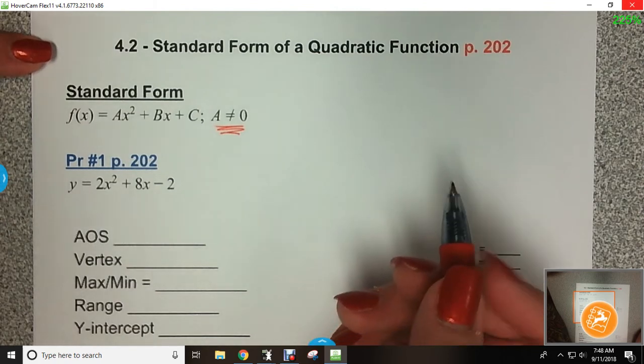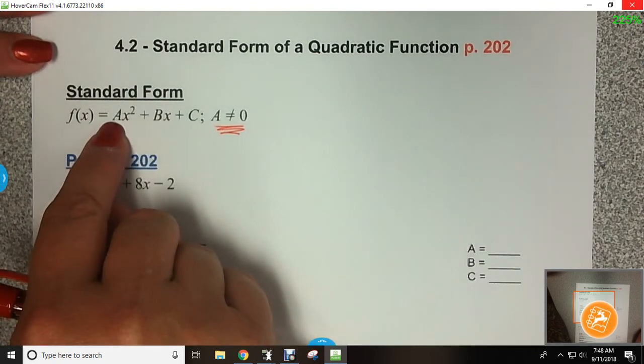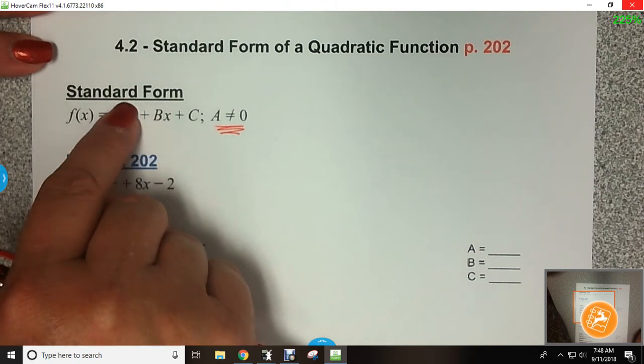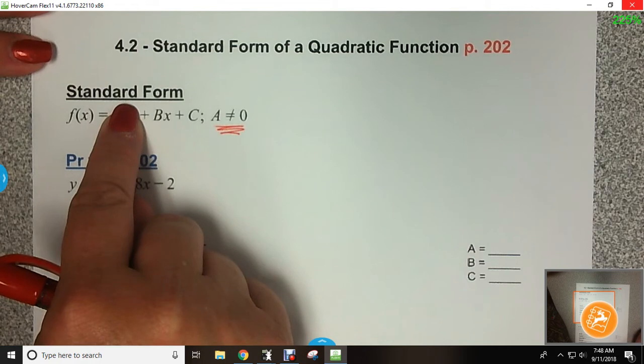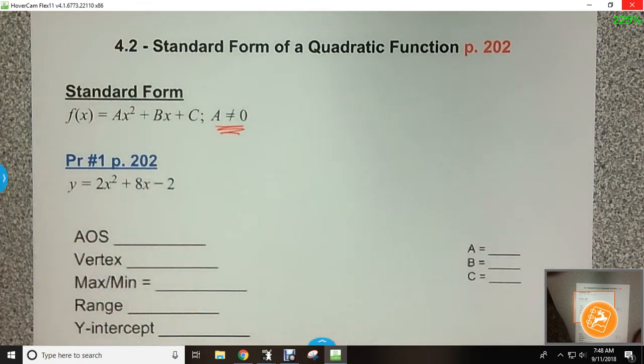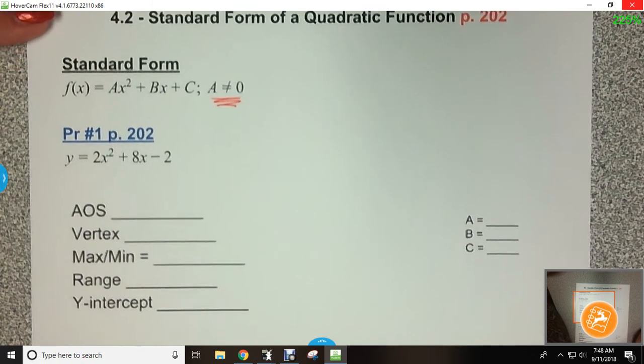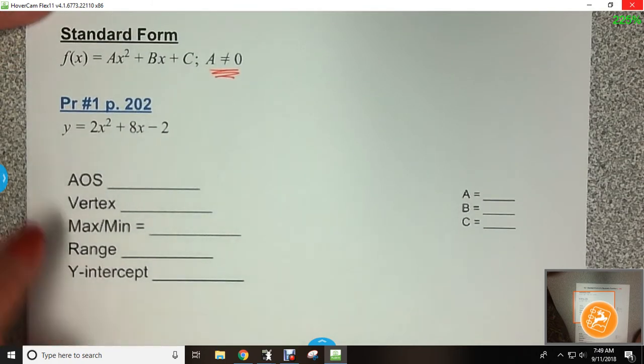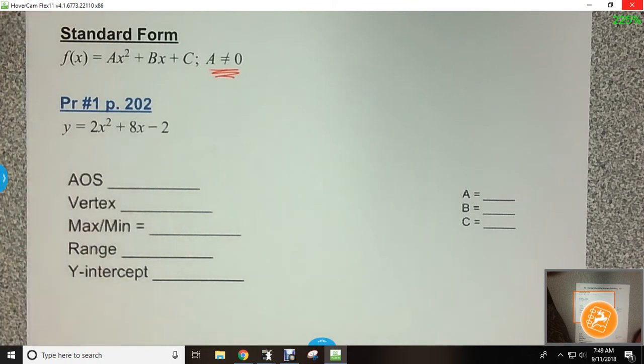The reason for that is if a were equal to 0, 0 times anything is 0, so my x squared term would go away, and I'm left with a linear function. That's why they put this little disclaimer in there. So now, when you are given standard form, you should still be able to find the axis of symmetry, the vertex, the maximum, the minimum, the range, but you can also find the y-intercept.